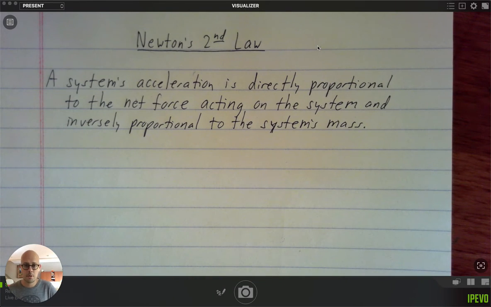Hey folks, today we're going to talk about Newton's second law. This is a big one. This is one that carries us through basically the entire rest of the course. And so we get an intro here and then we'll be working with it a lot in class.